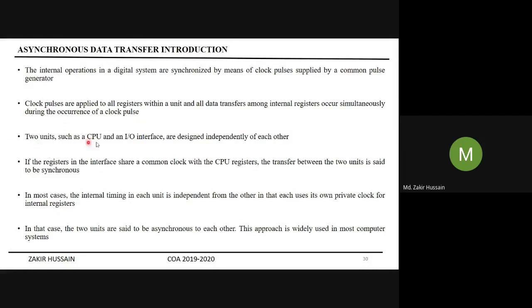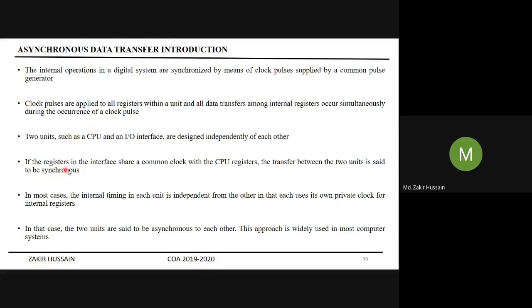Take two units such as the CPU and the I/O interface. Earlier we took the CPU, a processor and a printer. The CPU and I/O interface are designed independently of each other. Inside a unit, all registers may operate with a common clock. But this is a separate unit and that is a separate unit. How do you handle these two separate units?